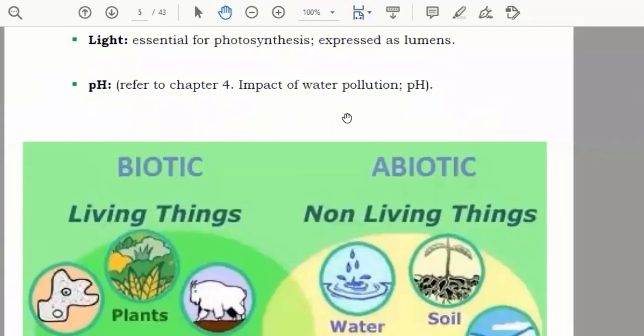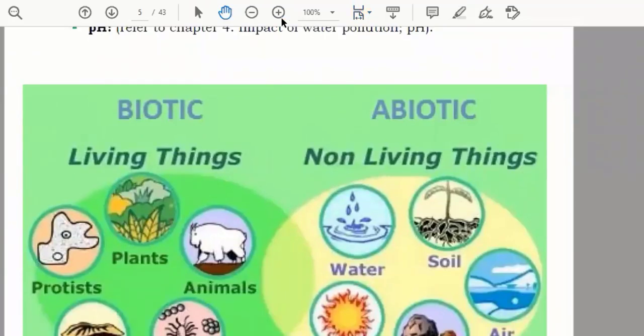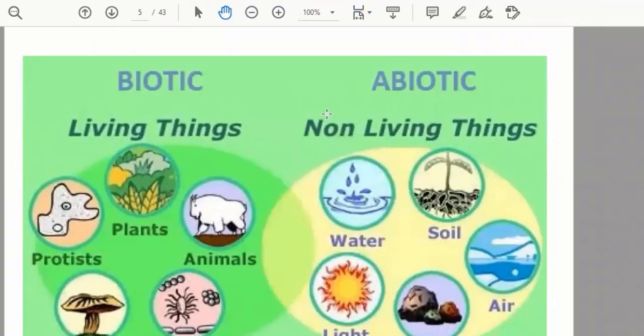Now here they have divided the biotic and abiotic factors into a classification, you can see here. For example, plants, protists, animals, fungi, bacteria, all living things are biotic factors. Now water, soil, air, minerals, light are known as abiotic factors.